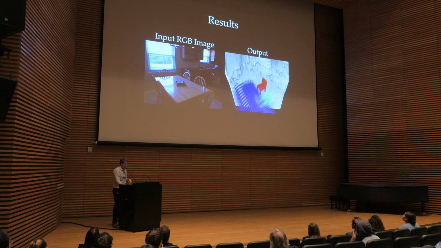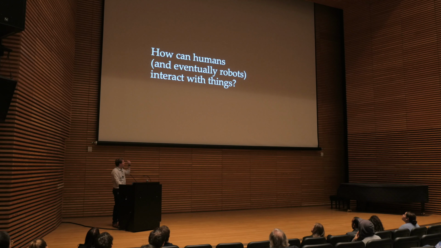So the representation has factored everything into objects. Now, one question you might have is how on earth do you know that you can pull the chair out from the table? And so this gets to the other thing I'm interested in, which is how can we have humans and I hope eventually robots interact with things. And so I'm primarily now watching how humans do things, and I'm hoping to apply it to robotics eventually.